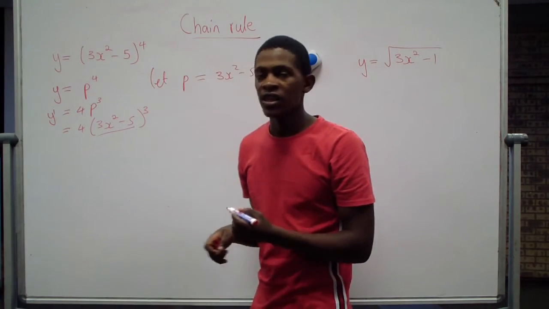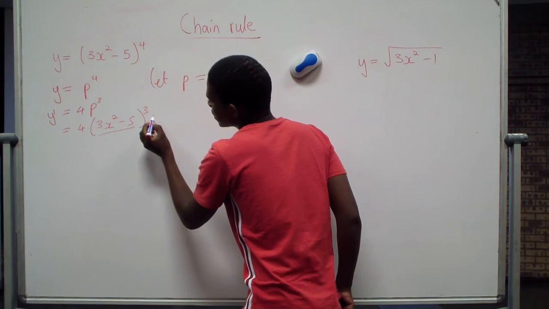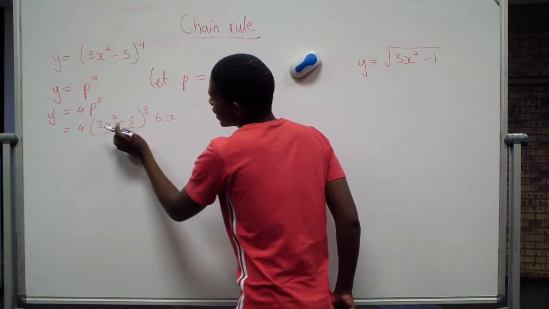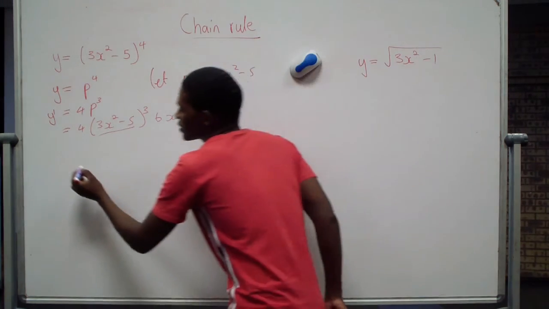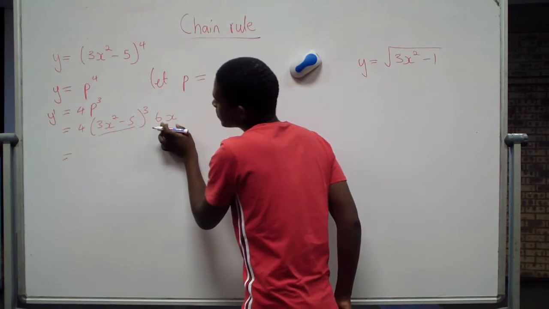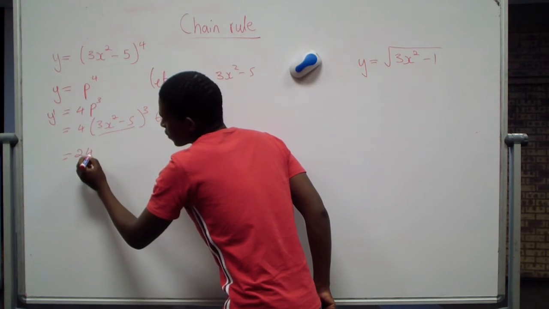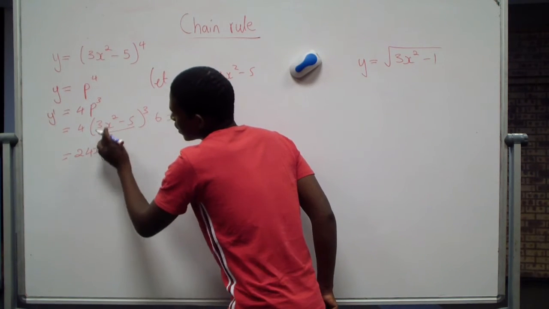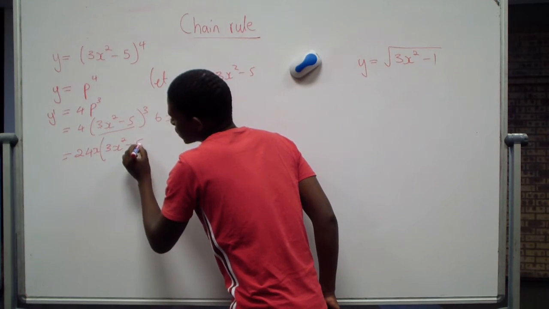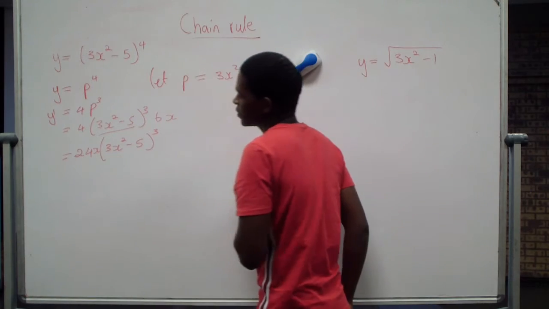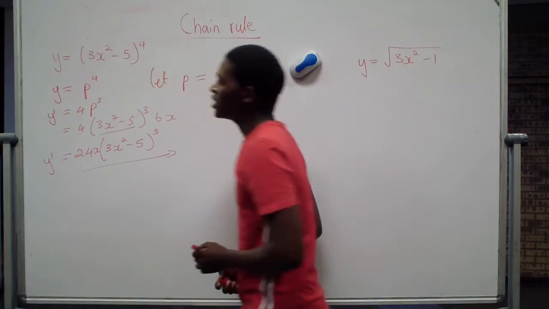my inner part. To differentiate my inner part, I'll say 2 multiplied by 3x, I'll get 6x. Then I take 1 from my 2, then I'll have 6x. Then it is equals to 4 multiplied by 6x is equals to 24x multiplied by 3x to the power 2 minus 5 to the power 3. This is your answer. You have derived using a chain rule.